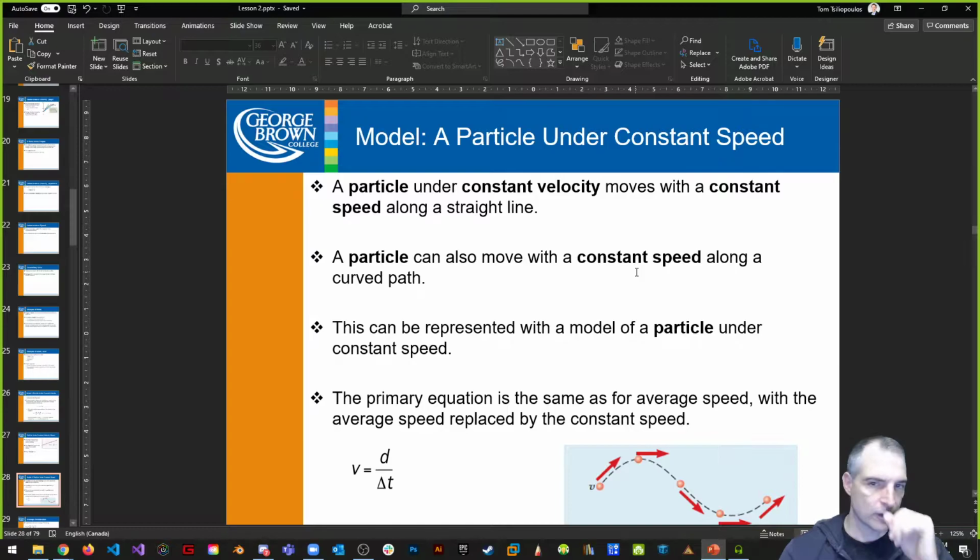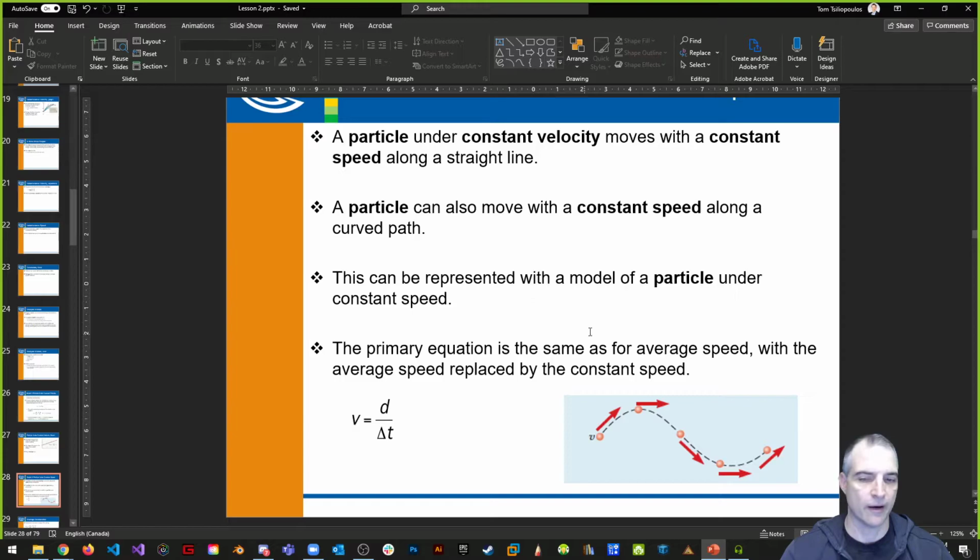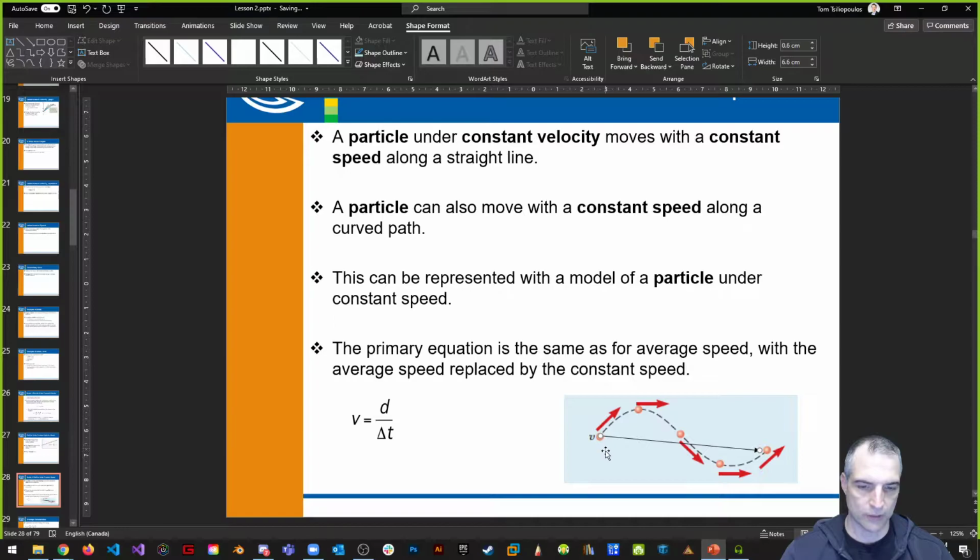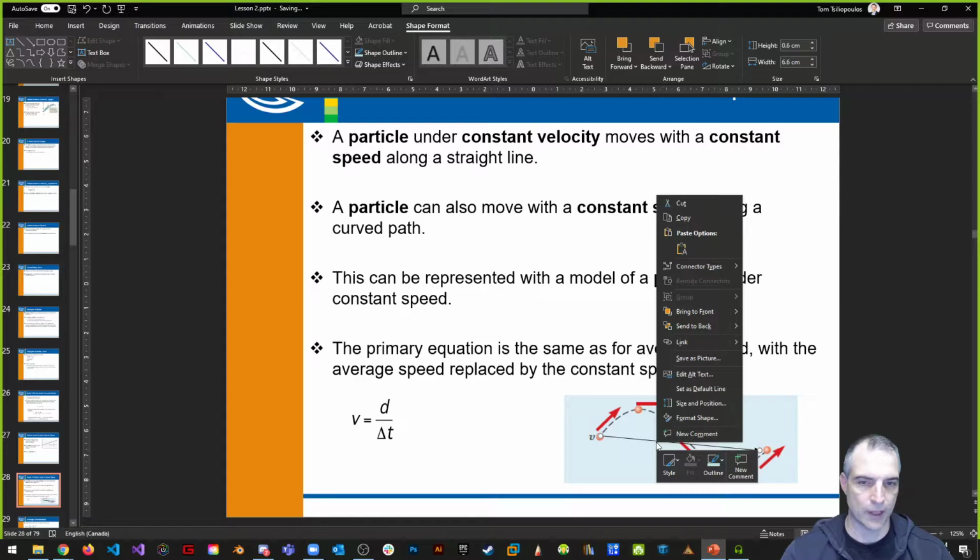All right, a particle under constant speed. Okay, that's different than under constant velocity. Remember that we don't care about the displacement for speed. We only care about the distance that the particle has traveled. So for example, if I was going to model this out for a constant speed, then we care about the path that the particle is taking, right? Whereas for a constant velocity, we don't care about the path. We care about the displacement. If I was going to draw an arrow between the origin and the ending point, that's what I care about for the displacement, for velocity, right?